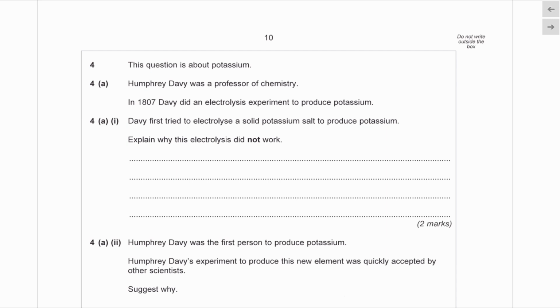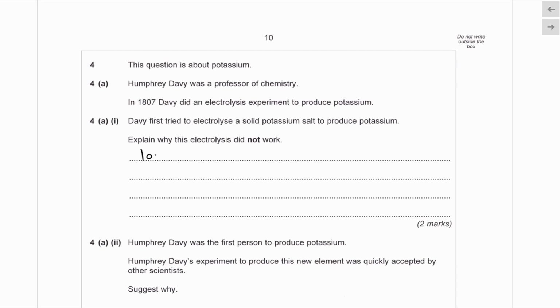Well, an electrolysis is when you split something up using electricity, and for that to happen, ions need to be able to move. But in a solid ionic substance, so in a crystal, a giant ionic lattice as we call it, the ions are fixed in place by strong electrostatic forces, and they can't move. All they can do is vibrate. And if the ions can't move, then charge cannot flow.